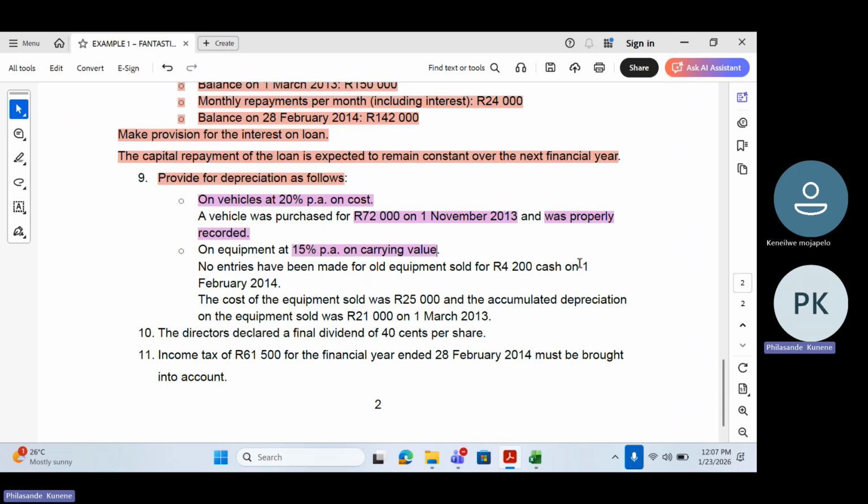On the value after depreciation. We have more than 2, but most likely we follow 2 methods of calculating depreciation. You know the 2 methods that we usually use? Which one and which one? The straight line method and the carrying value method. Carrying value method, very good. What is another name for carrying value method?